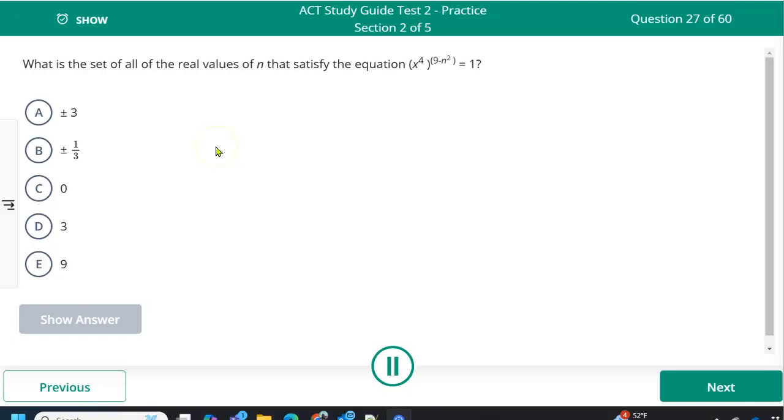What is the set of all of the real values of n that satisfy the equation x to the 4th, raised to the power of 9 minus n squared, equals 1? All right. We don't know what x is. x could be anything. So in order to raise it to a power and get 1, that power has to be 0. That means that n squared has to be equal to 9. Now, you could square 3 and get 9. You could square negative 3 and get 9. So the only answer that works here is A, positive or negative 3.